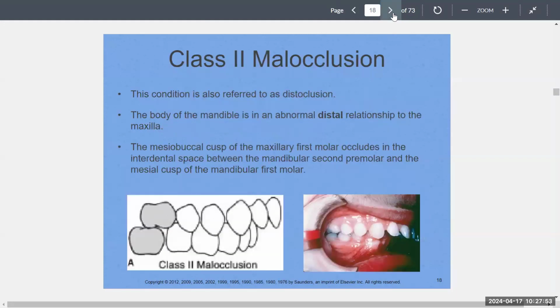And then you have class 2. So this condition is known as distal occlusion because of the fact that the body of the mandible, the lower jaw, is in a distal relationship to the maxilla. As you can see here, it's more pushed back. And then, of course, we always have that mesiobuccal cusp of the maxillary first molar as a reference, because now that this is pushed back, what happened is this cusp right here is in the space between the second premolar and the lower first molar. So it's just something you got to kind of consider or look at.